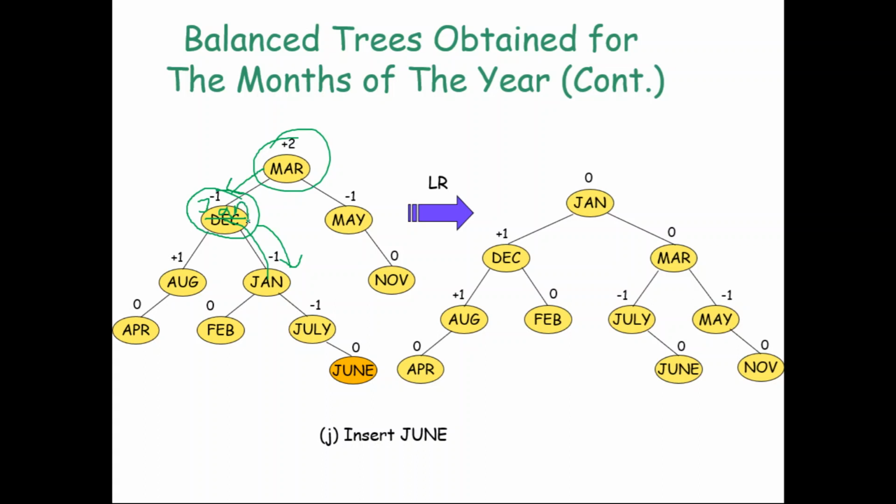Okay. And what will happen? December will come here. And Jan has a left child, which means that left child is greater than December. So it will become the right child of December. That is, February will be the right child of December. And so this is just deleted. Jan's right child will be July and then June. Okay, right? So this is left rotation.